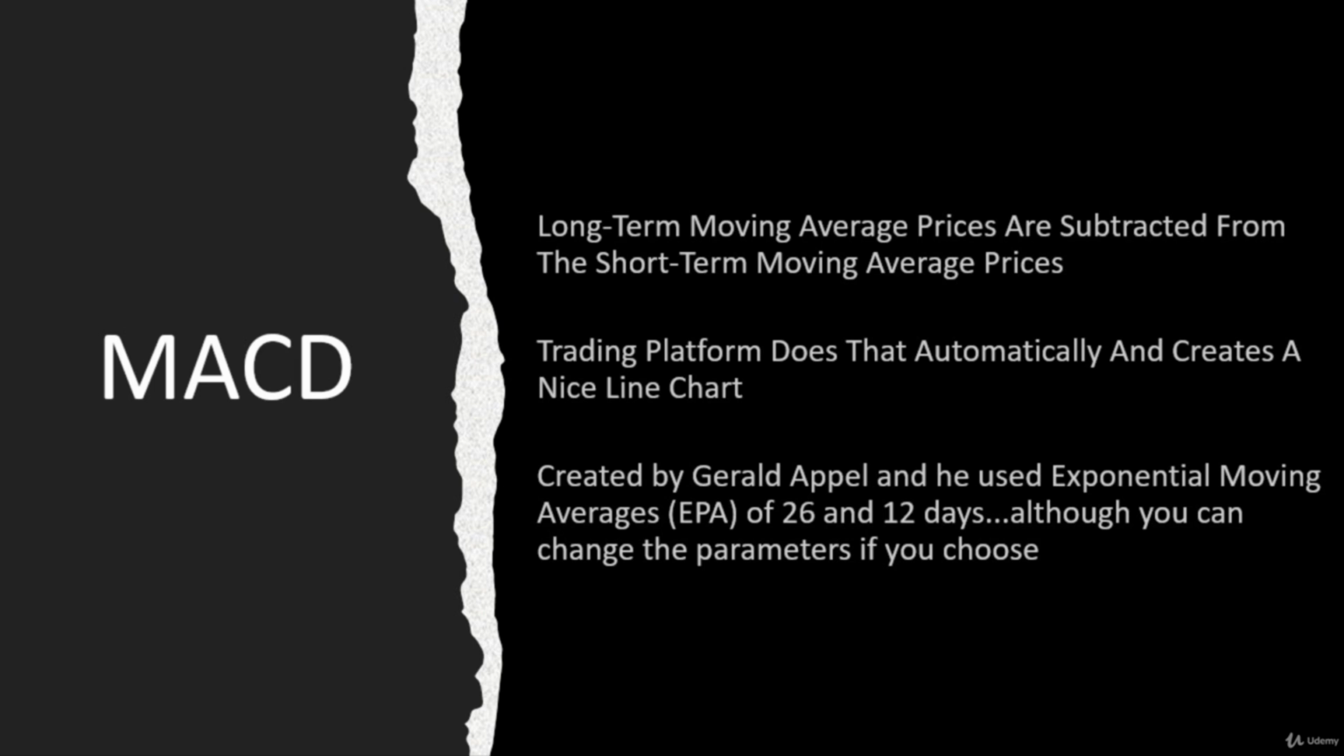It was created by Gerald Appel, and he used exponential moving averages of 26 and 12 days. Although you can change the parameters if you want, what I see in the literature is that everybody's pretty solid on this 26 and 12 days. You can adjust it, though most people would recommend that you stick with it and just use what's been tested and proven. So that's what we'll use here too.